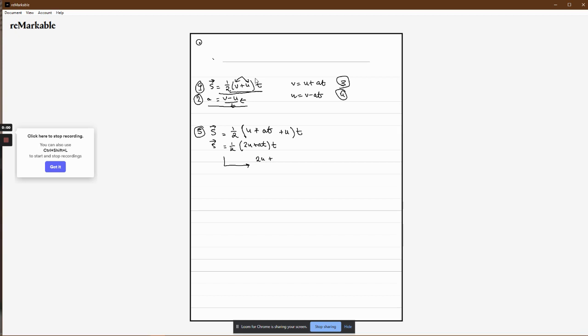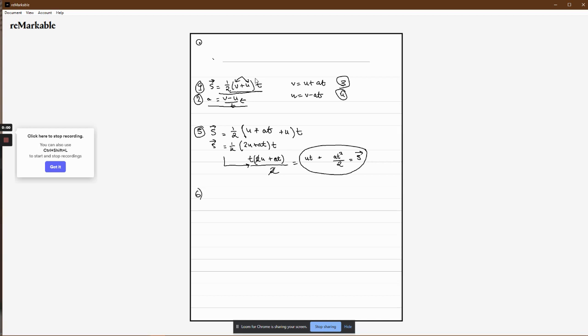Not final answer, I'll just do it step by step. Plus at multiplied by t all over 2, which gives us ut, because the 2's cancel out, obviously, plus at squared over 2, because the 2 cancelled out the u. Alright. So now we have equation 5, ut plus half at squared, or at squared divided by 2. It doesn't really matter how you write it, you can write it in any sort of way.